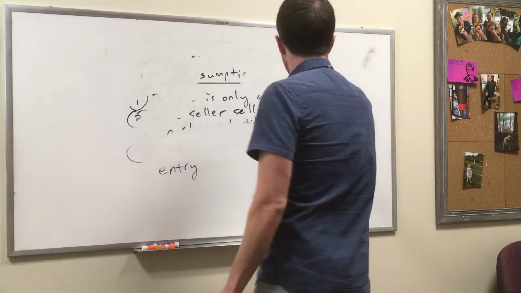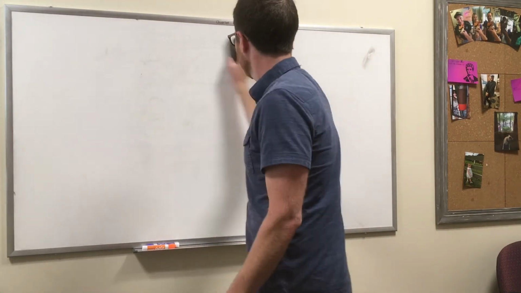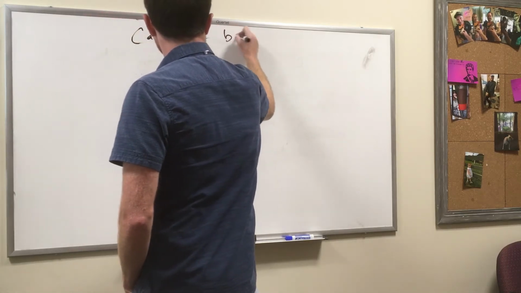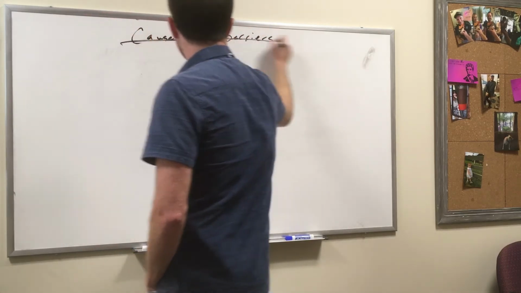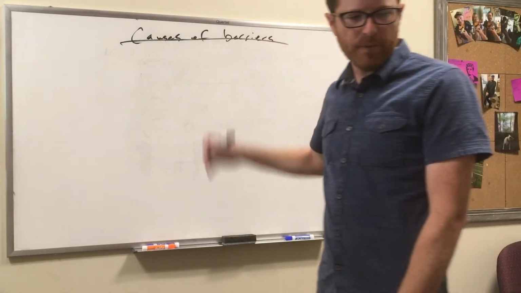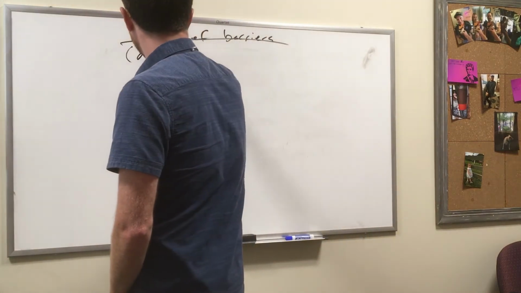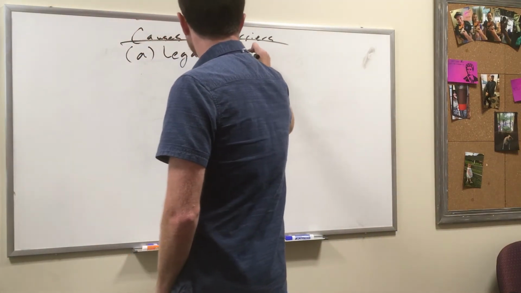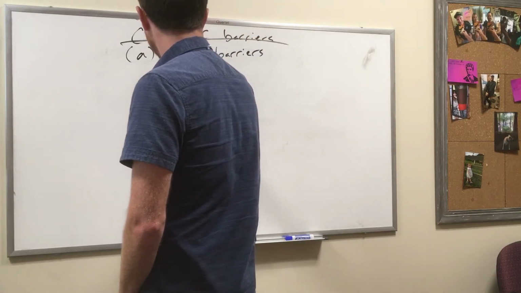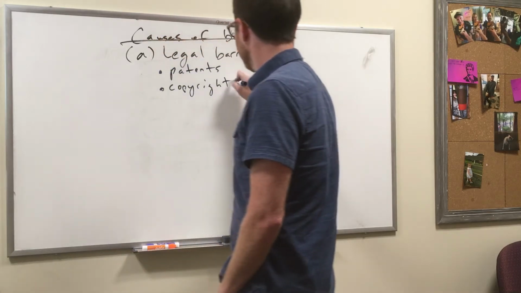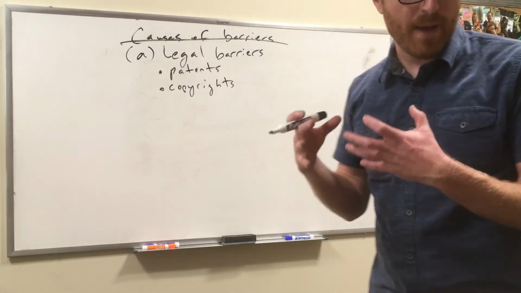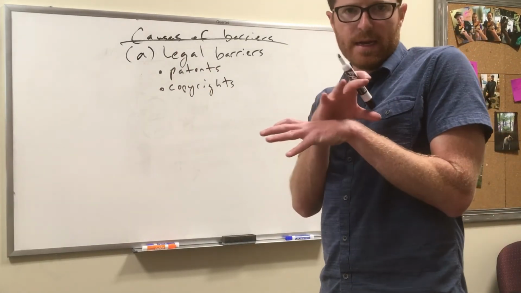So let's talk real quickly about those barriers. We're kind of thinking now, in a realistic sense, why do these things happen? So let me give you some reasons for some of these barriers. We just discussed some of these. You may have legal barriers, such as patents, copyrights, things of that nature. And a lot of times what these things do is they give you a certain amount of time to sell the good that you've created.